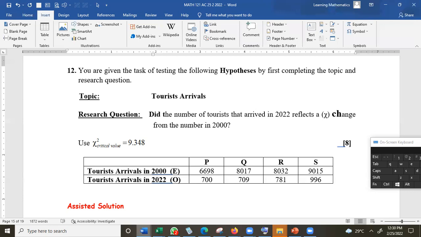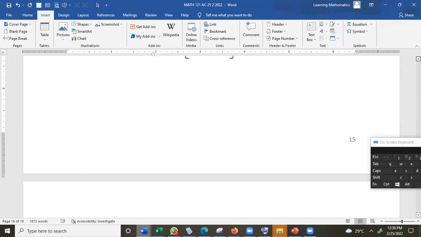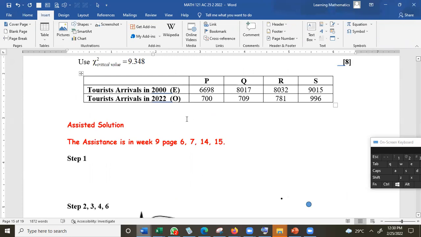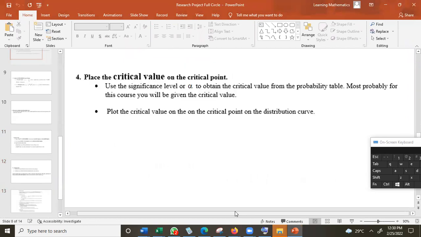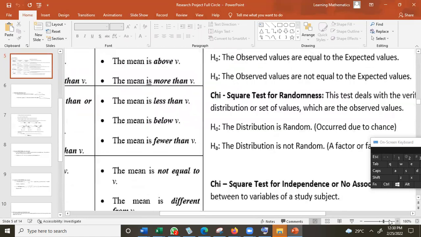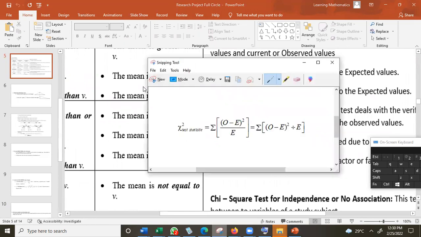You're trying to test whether there was a change from what you are observing compared to what is expected. Now the historical values will be the expected. Please bear that in mind. The historical values will be the expected values and the observed values will be the current values. So step number 1 now is to state a pair of hypotheses. This is a chi-square test for variation. We have established that. Chi-square test for variation, also called goodness of fit. And here are the H0 and HA for it.